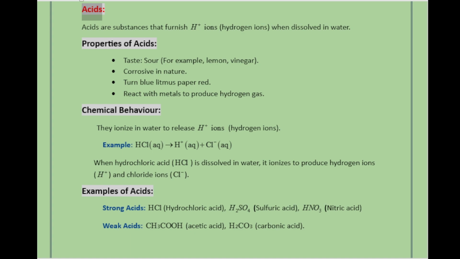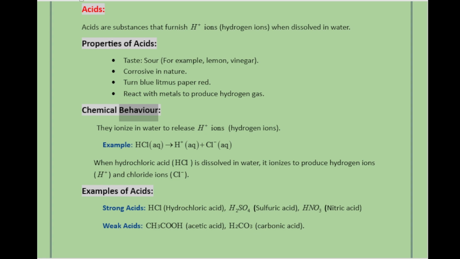Acids. Acids are substances that furnish hydrogen ions when dissolved in water. Properties of acids. Taste, sour, for example, lemon, vinegar. Corrosive in nature. Turn blue litmus paper red. React with metals to produce hydrogen gas.